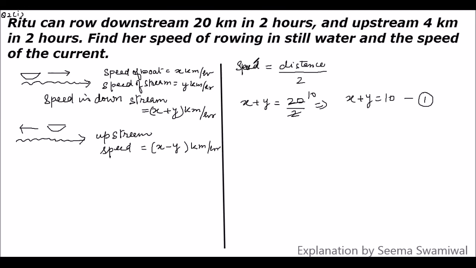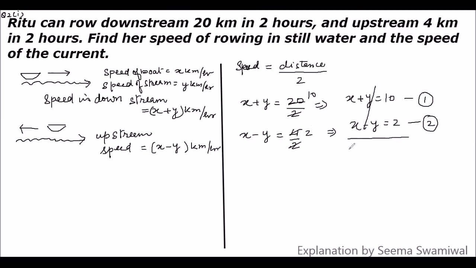Similarly, put the second set of values given to you. If she is sailing in upstream, the speed will be x minus y. She is covering the same distance. Sorry, she is covering 4 kilometers. So distance is 4 kilometers in 2 hours. So that means the second equation is x minus y is equal to 2. Now you may eliminate to get the value of x and y.